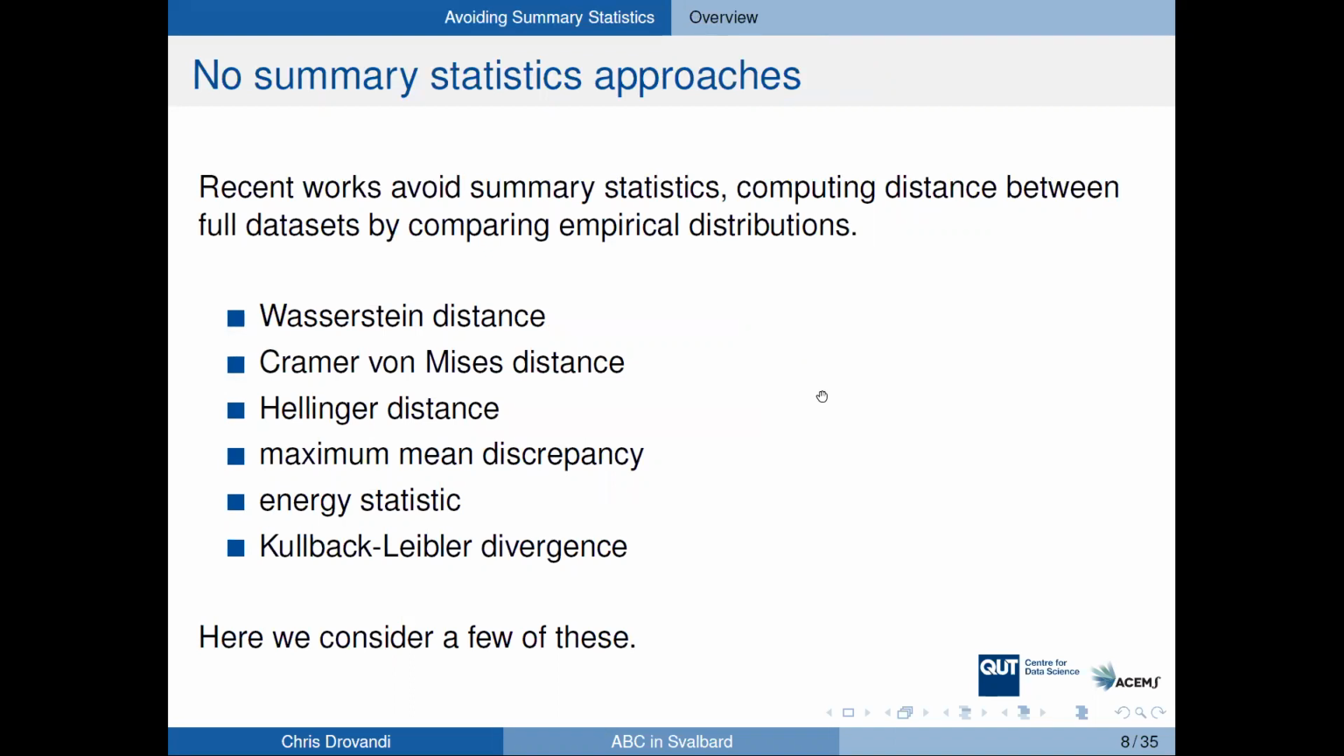In the last few years, there have been some different works which have focused on coming up with smarter ways to compare the full data sets without having to reduce down to a set of summary statistics. The basic idea is, can we compare these data sets by using empirical distributions? There have been quite a few approaches proposed in the literature. In a previous talk yesterday, Hien spoke about these very nicely, so I can go through them reasonably quickly.